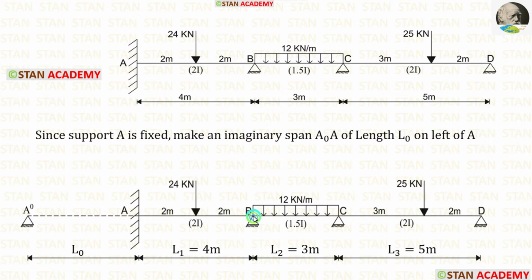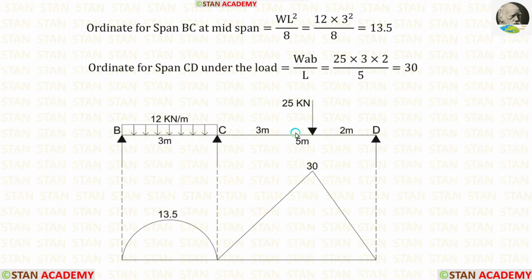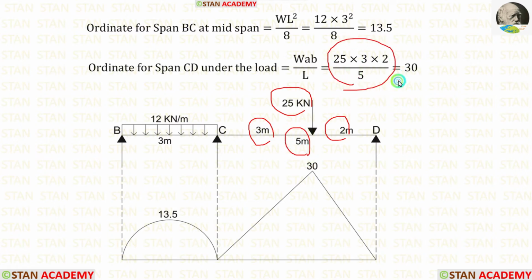Now let us take the spans BC and CD and make the third equation. In the span CD, we are having point load 25 kN. This point load is not acting on the center. The formula for bending moment is WAB upon L. Here W is 25, A is 3, B is 2, L is 5. After applying all of the values, we are getting 30.